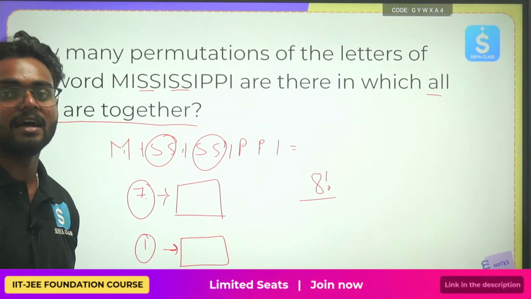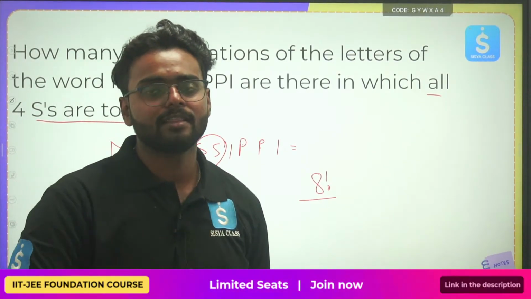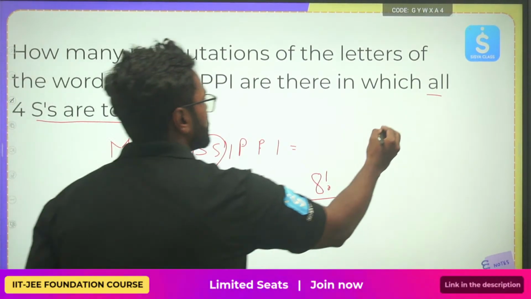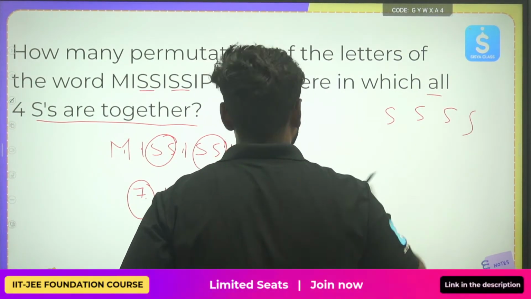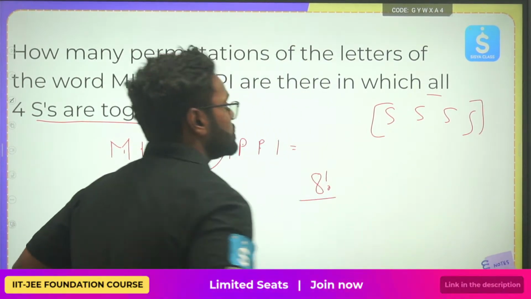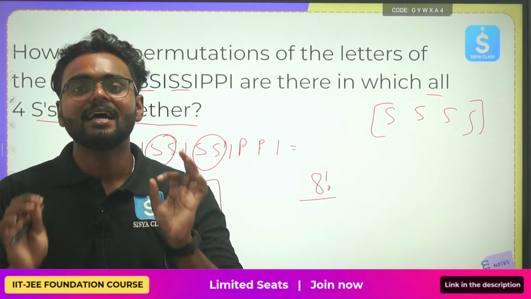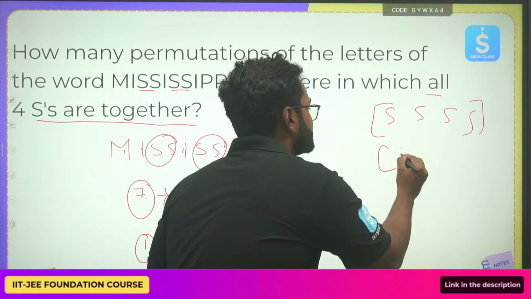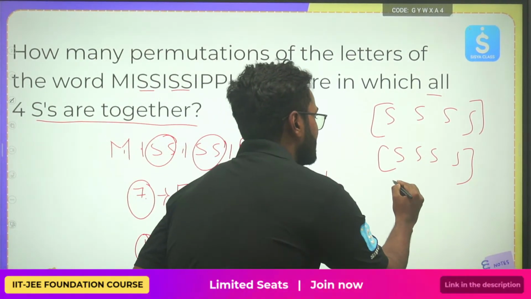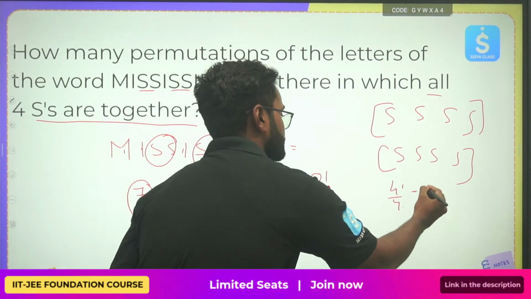Now we have learned that if the components are repeating, we would divide them by their factorial. You can see, let me tell you, S, S, S and S. These are 4, right? It is 1 block. No matter in which way you write these 4 S's, the pattern will not change. S, S, S, S will only be like this. So it is 4 factorial upon 4 factorial, right? The value would be 1.